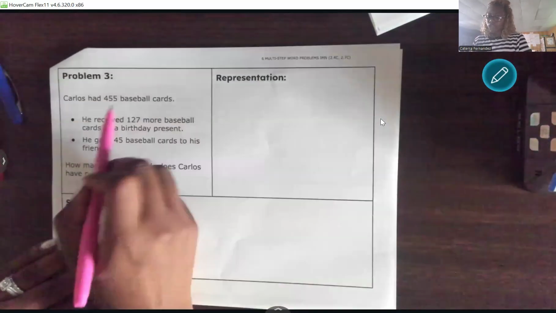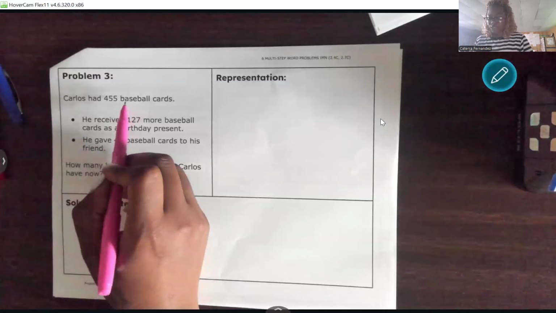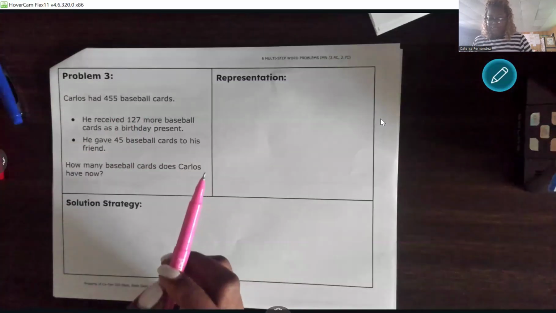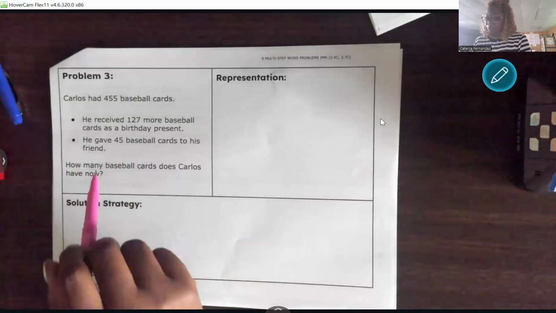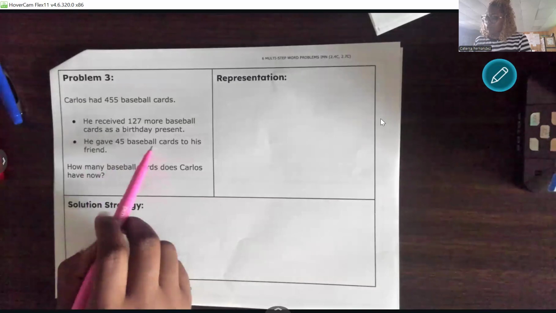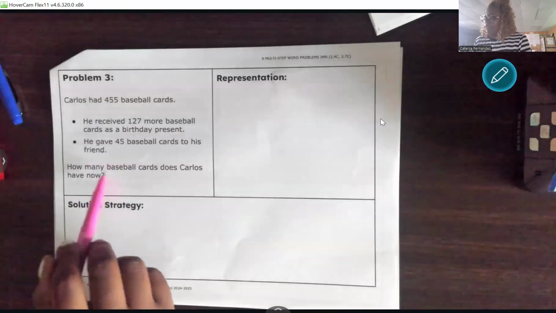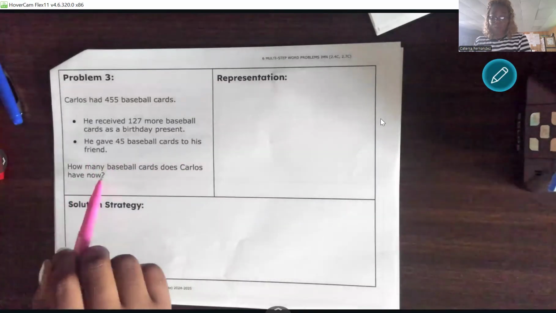Carlos had 455 baseball cards. He received 127 more baseball cards as a birthday present. He gave 45 baseball cards to his friend. How many baseball cards does Carlos have now?